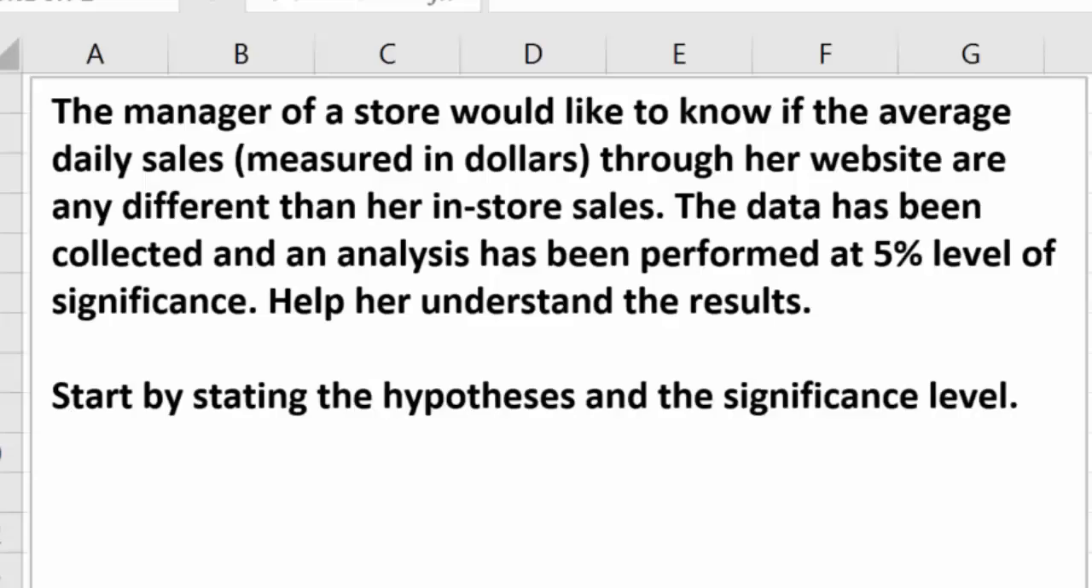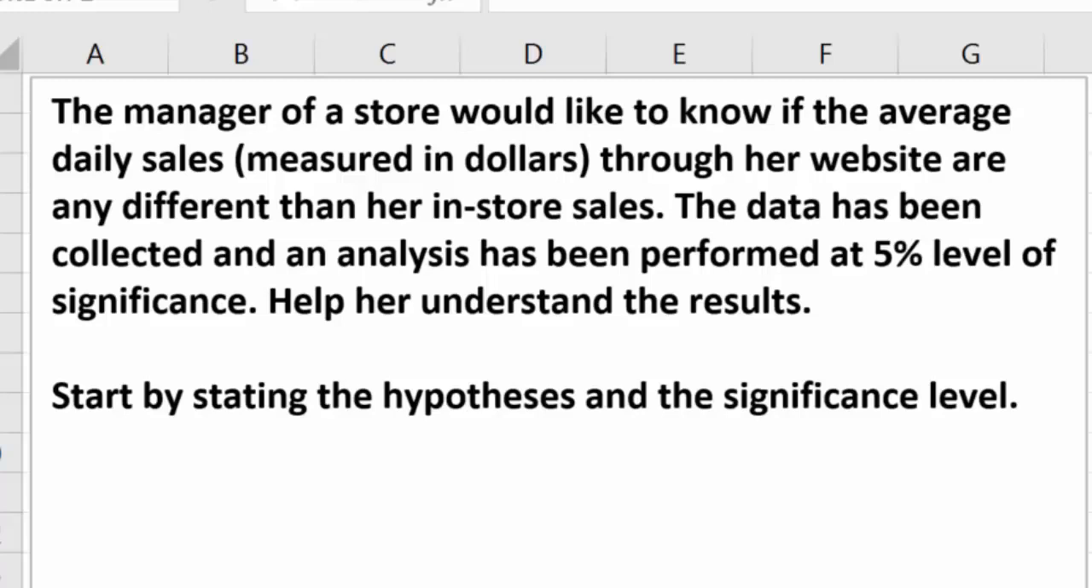I'm going to show you how to use data analysis and the t-test for two samples, first to do the hypothesis testing, as well as how to come up with the confidence interval for the difference we see between two populations. The manager of a store would like to know if the average daily sales measured in dollars through her websites are any different than her in-store sales.